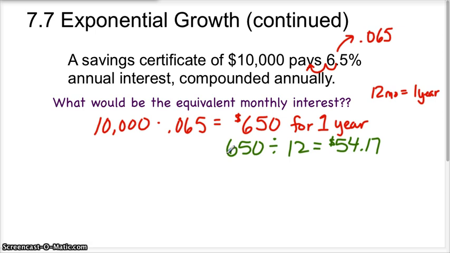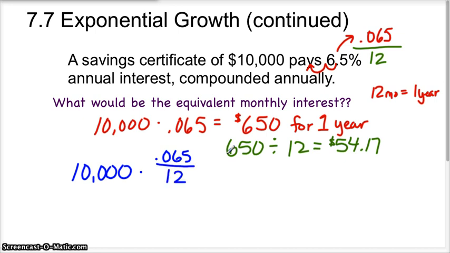But I could do it another way. Since there are 12 months in 1 year, if I were getting monthly interest, I would not be getting 6.5% each month, but I would be getting 1/12 of that amount. So instead of using 2 steps, I could find the equivalent monthly interest in 1 step by taking my $10,000 and multiplying by 6.5% divided by 12. This would tell me the monthly interest in 1 step. Type it into your calculator and try it out.